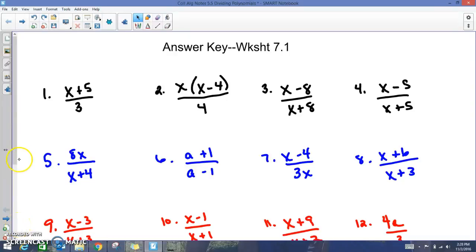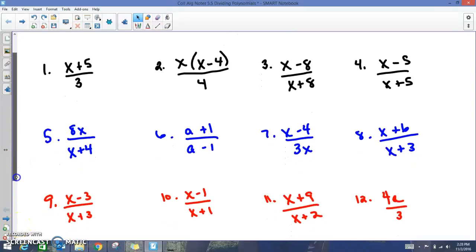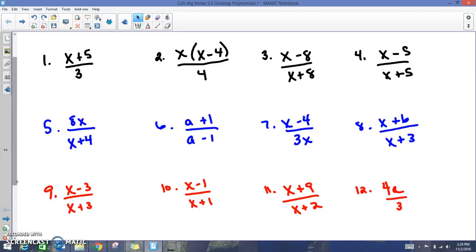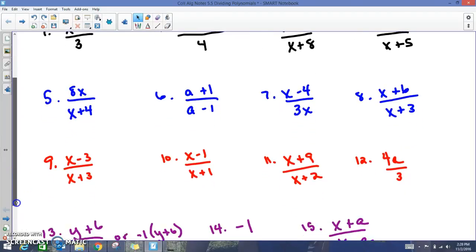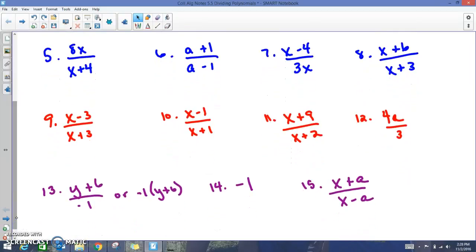Okay, so here are the answers to the homework. You can pause, check, and then here are the last three.